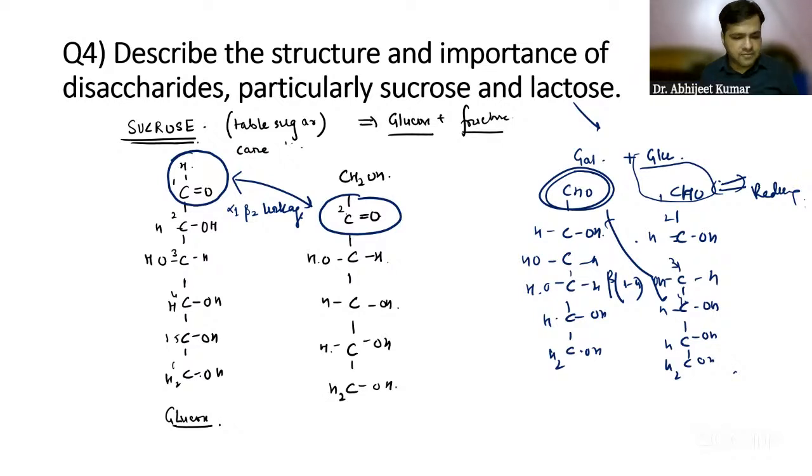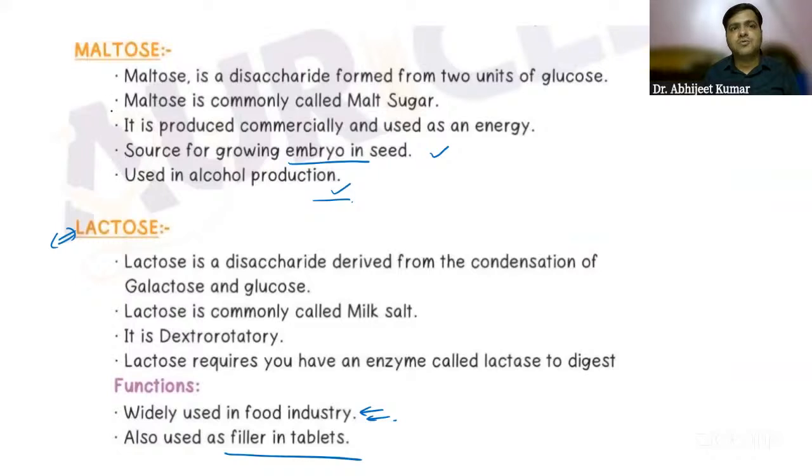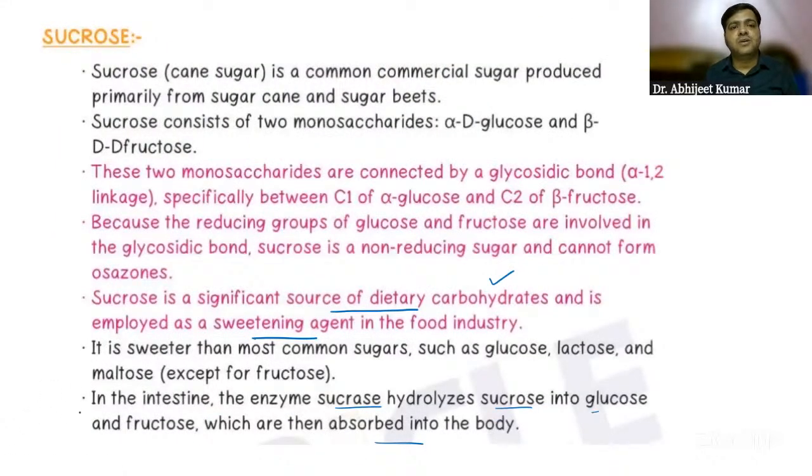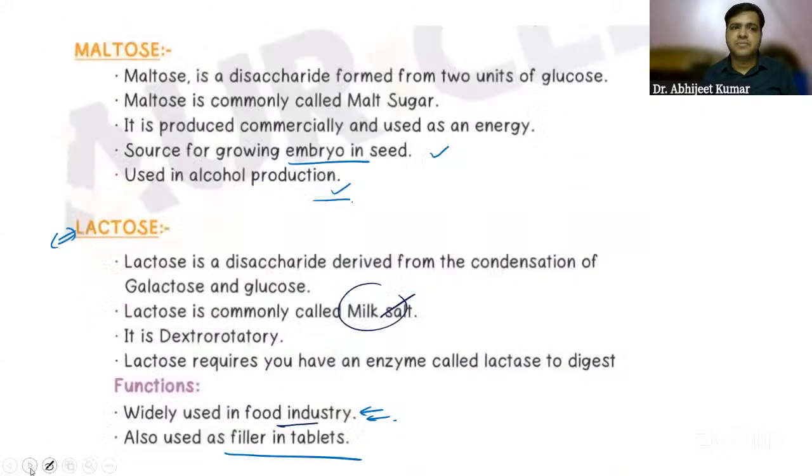So that is something you have to take from here. Apart from that, I have already discussed the importance in the previous slide, guys. Lactose is used in the food industries. It's used as a filler in tablets, and it is commonly called milk sugar. Apart from that, sucrose, we already know, is used as a sweetening agent in the food industry. It is a source of dietary carbohydrates. So that is something you have to remember.